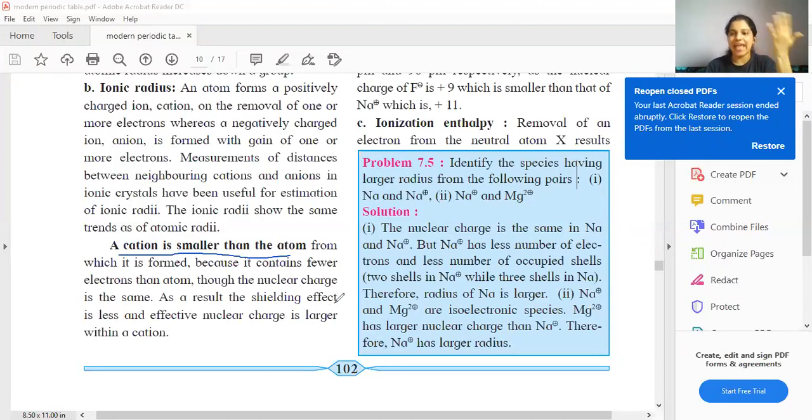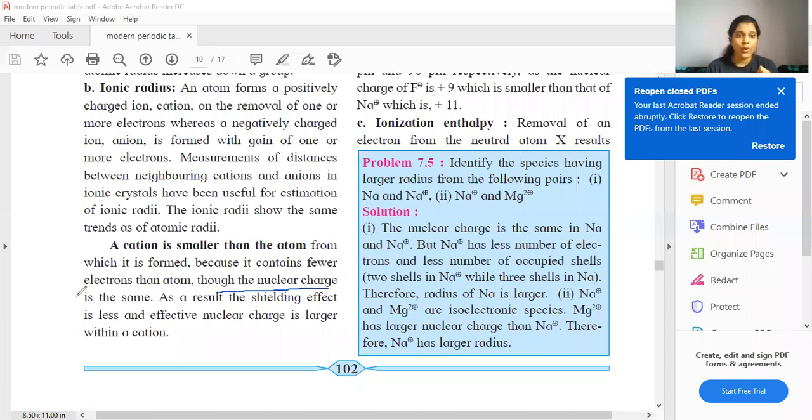So basically, if there is Na and Na+, the size of Na+ is small as compared to Na. Because cations involve removal of electrons, and if electrons are removed, obviously size is becoming less. It is formed from the atom, and it contains fewer electrons than the atom. That is what I explained just now, though the nuclear charge is the same.